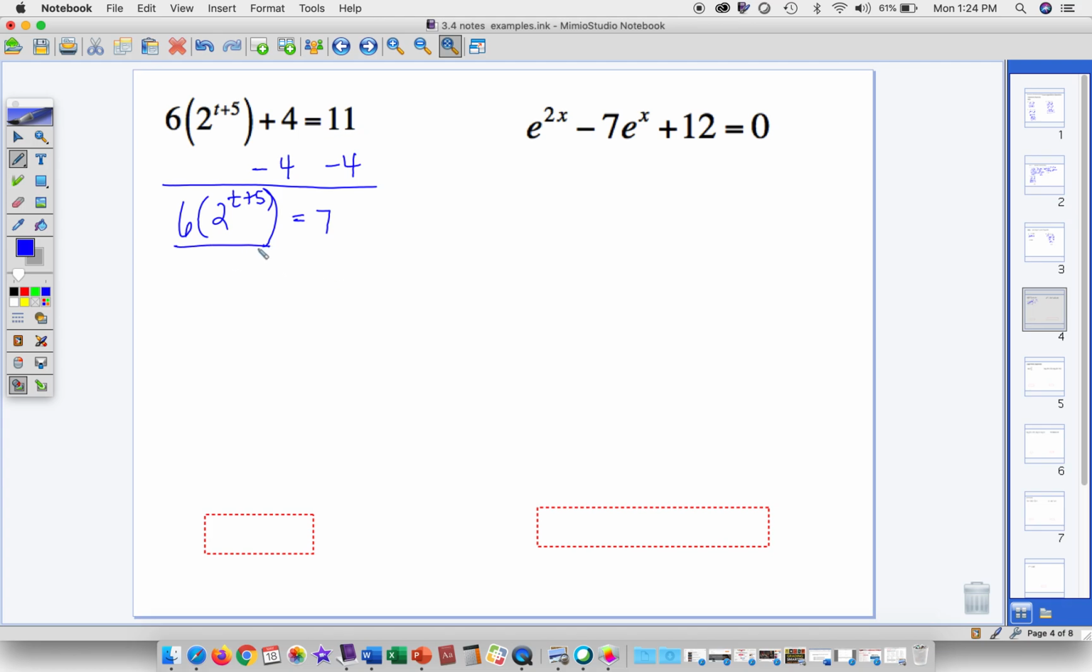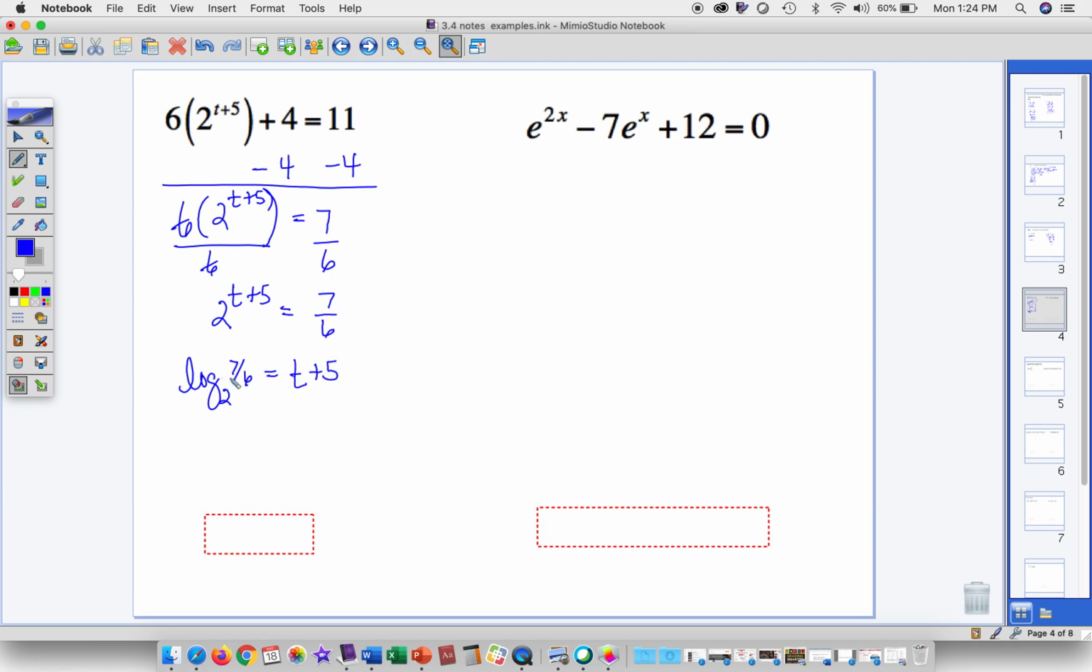My next step is to divide by the 6. So here the 6's reduce out, and I have 2 to the t plus 5 is equal to 7 over 6. So this is exponential form. So if I put it into log form, this would be log base 2, right? My base is 2, of the 7/6 is equal to my exponent t plus 5.